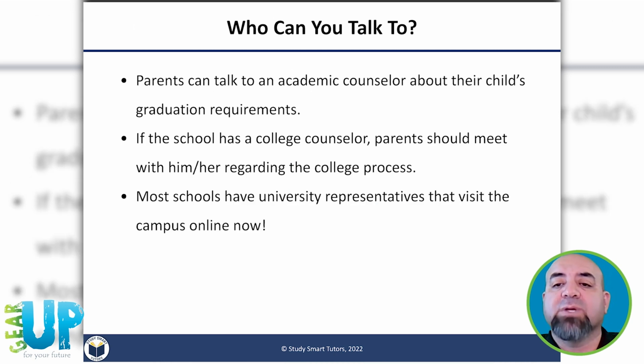Parents can talk to an academic counselor about their child's graduation requirements. If the school has a college counselor, parents should meet with them regarding the college process. And then also, most schools have university representatives that visit the campus.